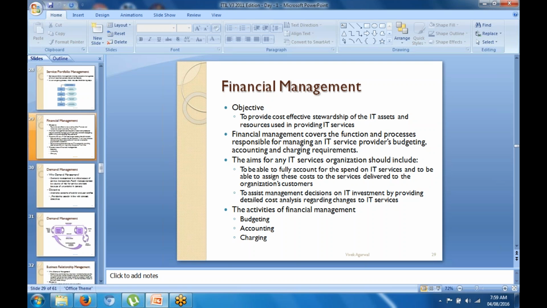So this financial management has to support all functions till the end, and the activities of financial management are budgeting, accounting, and charging. Charging covers whatever additional charges come during our project execution, which we will discuss in detail.